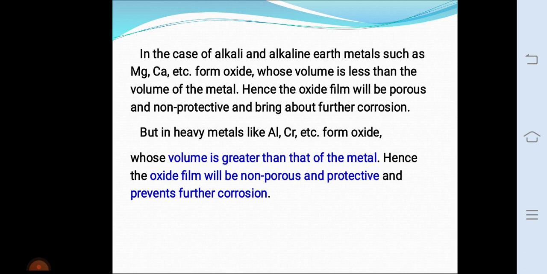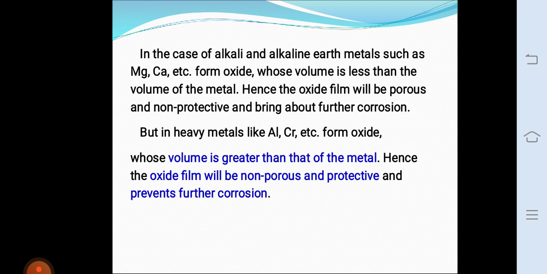But heavy metals like aluminum, chromium, etc., form oxide whose volume is greater than that of the metal. Hence, the oxide film will be non-porous and protective and prevents further corrosion.